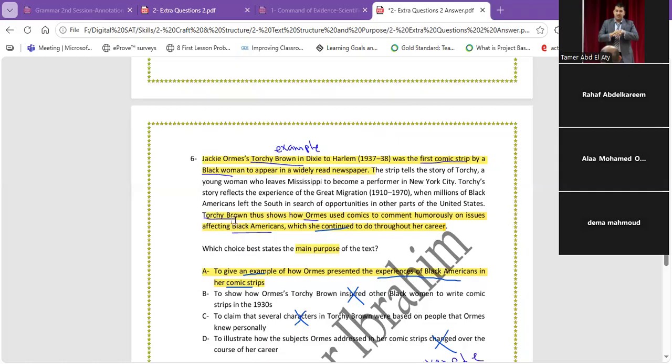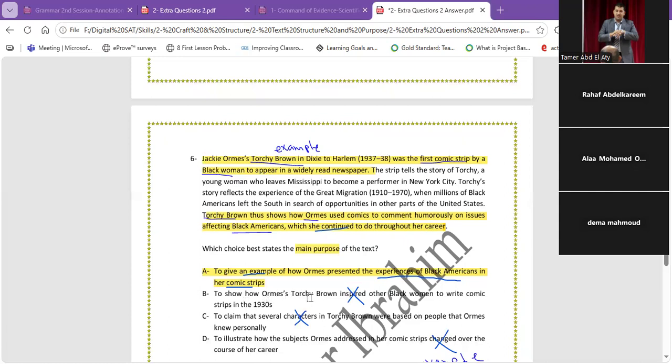So here is what he said: her way, Torchy, shows that she comments humorously about issues affecting black people, or black American people. And she was a black woman. And this is her way, actually. So, to give an example of how Orms presented the experiences of Black Americans in her comic strip, yes, it shows. It even makes a kind of humorous issue upon what black Americans started to be affected with.